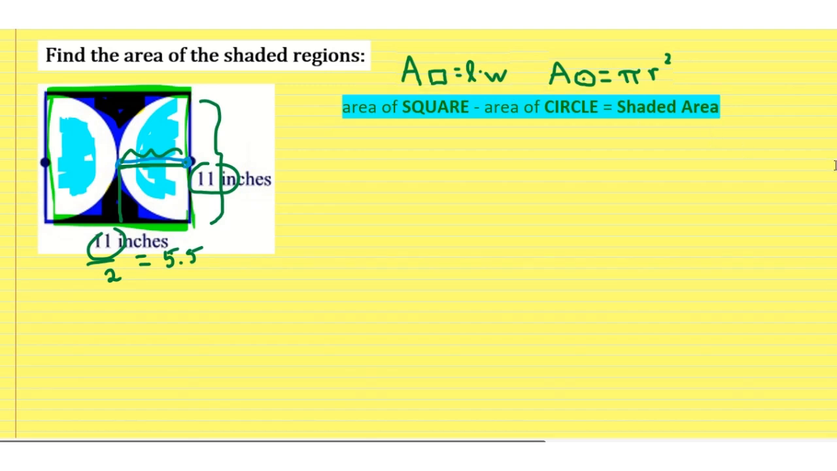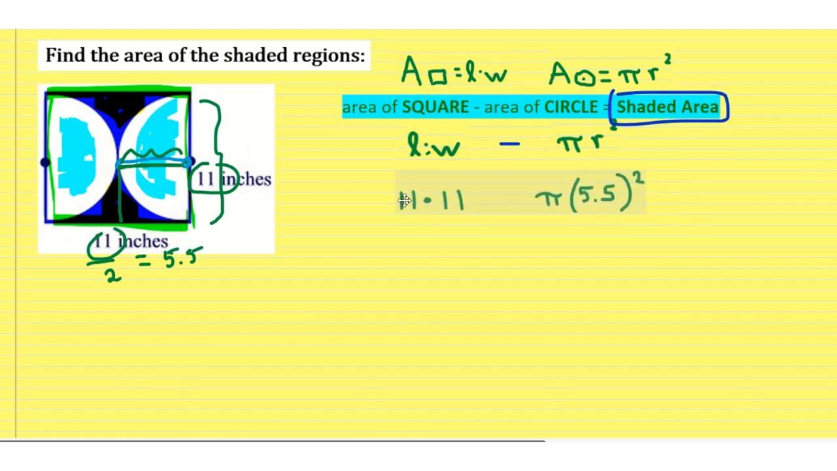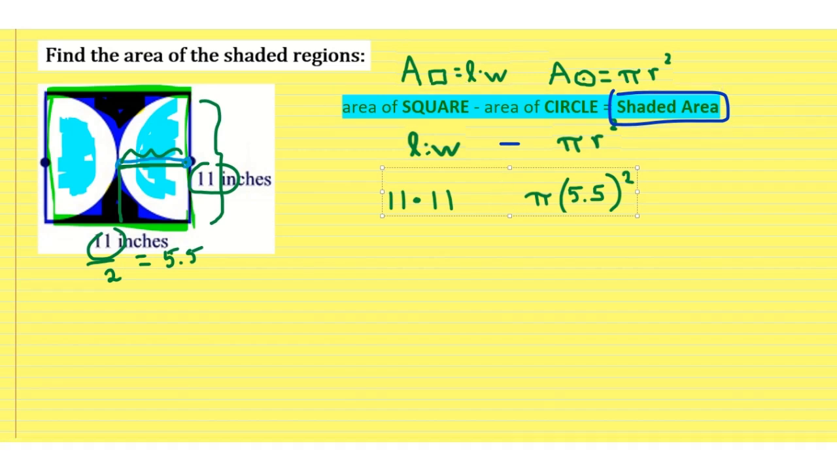Let's see here. We're doing length times width and pi r squared, and we are subtracting those. We're taking this square, we're going to subtract out the circle, and it's going to leave me with that shaded area. So now let's plug in those numbers that we came up with. We've got 11 times 11. That's the length and width of the square. And we have pi times 5.5 squared, because 5.5 is the radius of that circle.